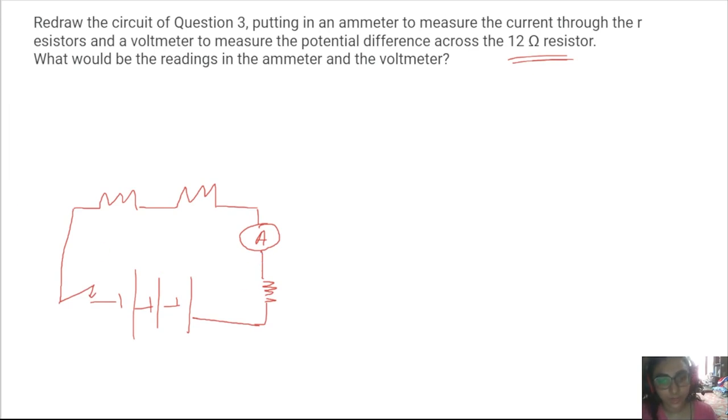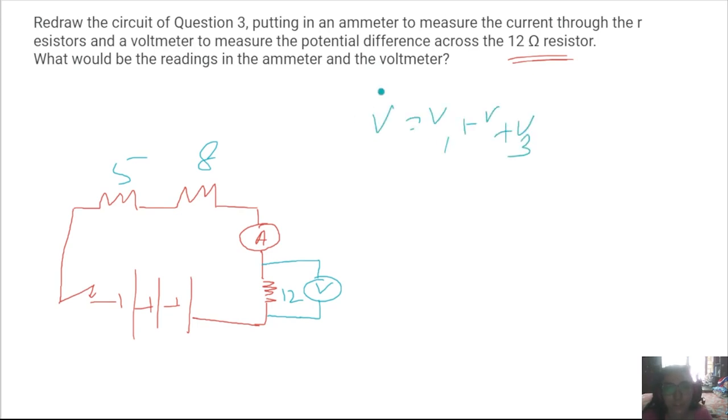Also, we have to put a voltmeter against the 12 ohm resistance, right? So we know that since all of them have different values of resistance, their voltage will also be different, right? Because we knew that V equals V1 plus V2 plus V3 when we talked about the series connection. So we have to basically find the potential difference between these particular 2 points, or the point across which the 12 ohm resistance is connected.